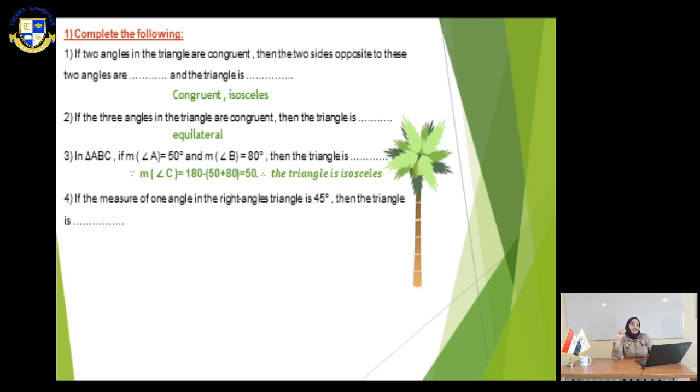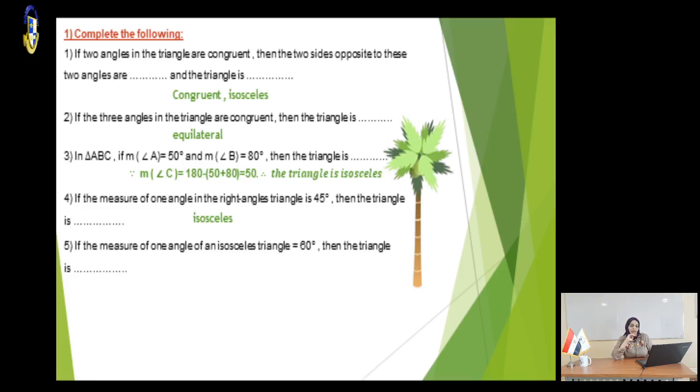Number 4. If the measure of one angle in a right angle triangle is 45, then the triangle is isosceles. That is because we have one angle that is 90 and the second one is 45. To calculate the third, 180 minus 90 plus 45, it will be 45. So we have two angles equal in measure, so two sides are equal in length, so the triangle is isosceles triangle.